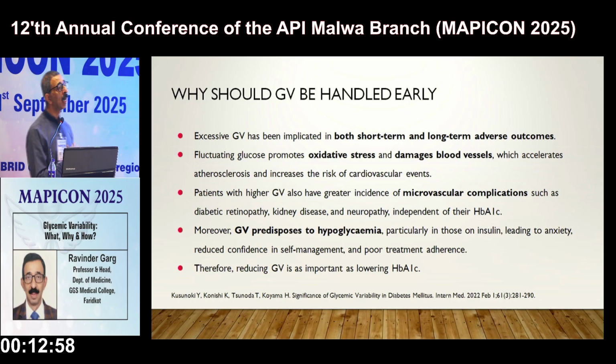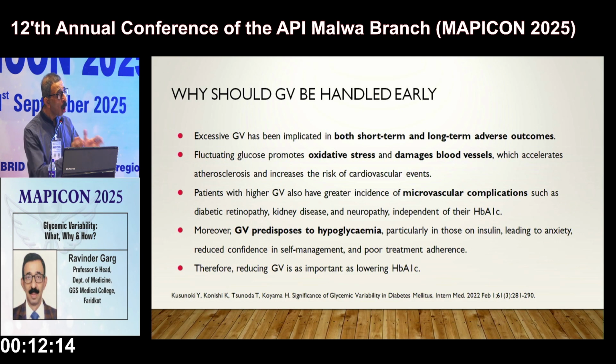Why do we need to handle glycemic variability? Because it has both short-term and long-term adverse outcomes. So what happens if a patient has a high glycemic variability? There is free radical generation, there is oxidative stress, and this damages the blood vessels in the form of endothelial dysfunction. And this endothelial dysfunction has a direct implication on cardiovascular outcomes. And this all acts by nitric oxide. There is less nitric oxide, there is inactivation of nitric oxide. This is the pathophysiology, and it has impacts on microvascular and macrovascular complications.